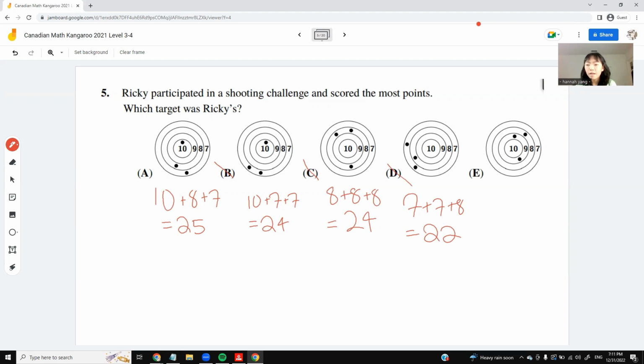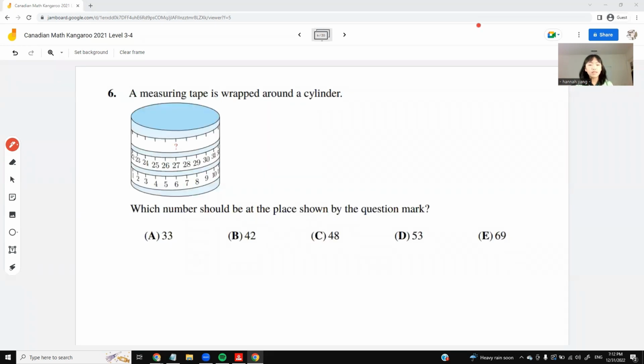And finally, E, this person scored 9 plus 9 plus 8 points, which brings the total up to 26, automatically making E the correct answer. Problem number 6. A measuring tape is wrapped around a cylinder. Which number should be at the place shown by the question mark?